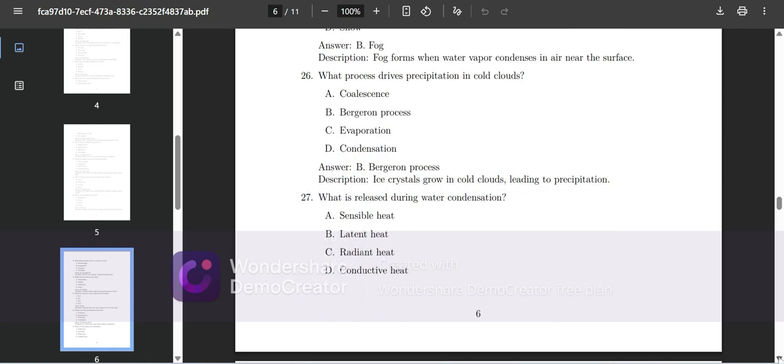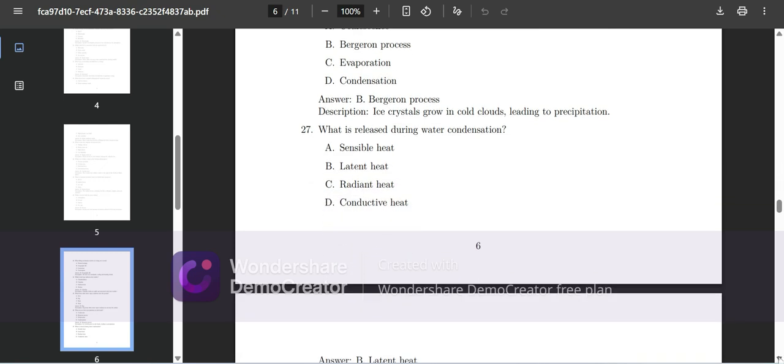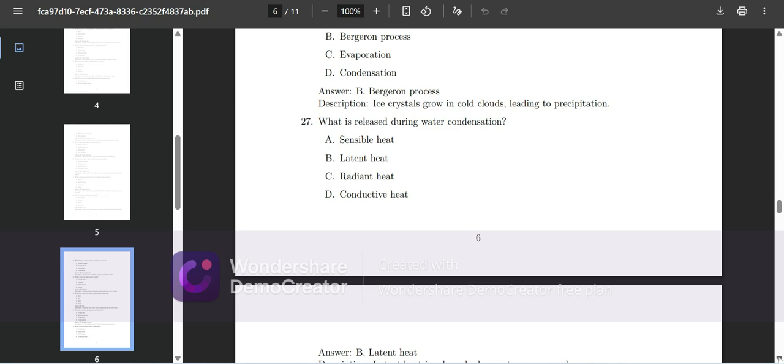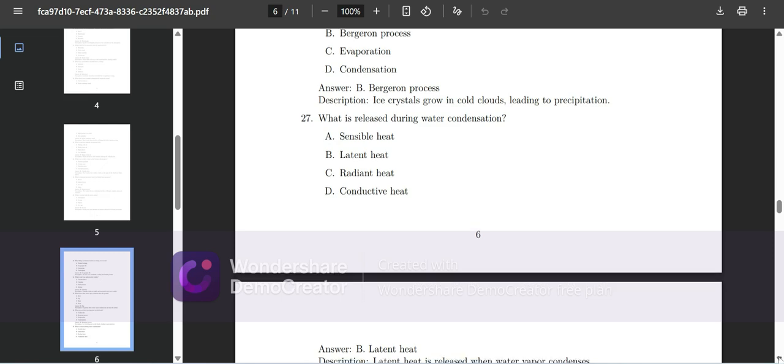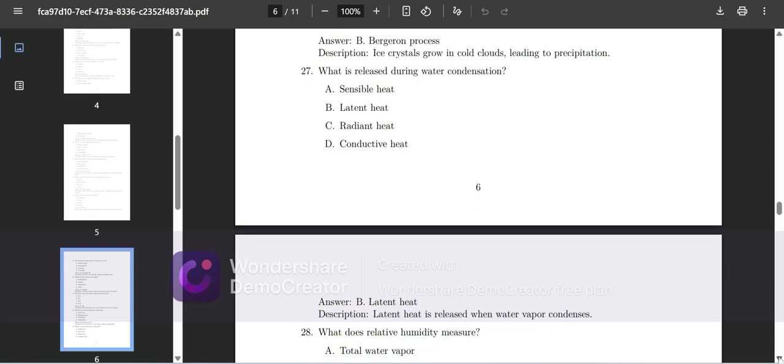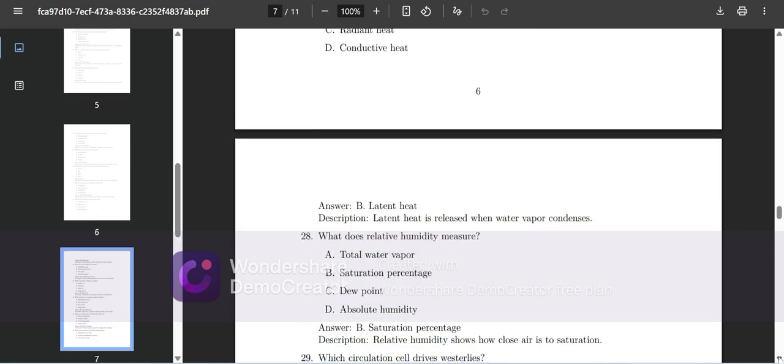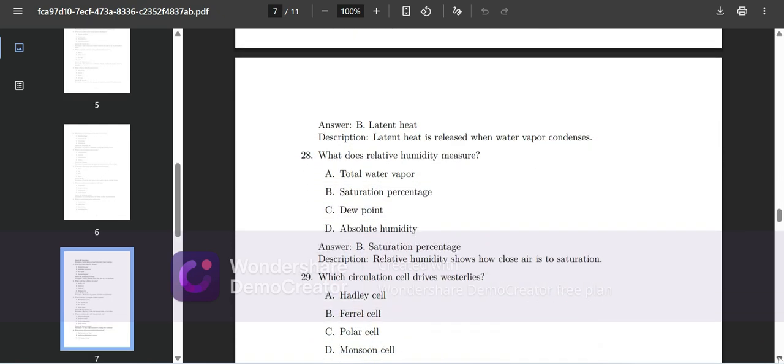What process drives precipitation in cold clouds? Bergeron process. Ice crystals grow in cold clouds, leading to precipitation. What is released during water condensation? Latent heat. Latent heat is released when water vapor condenses.